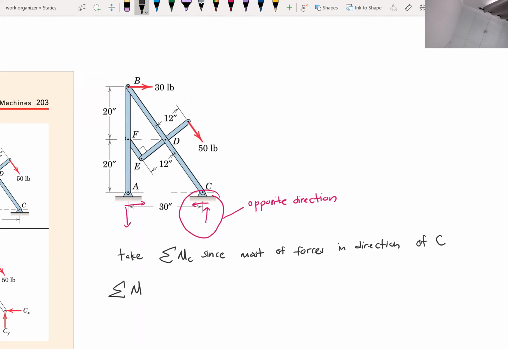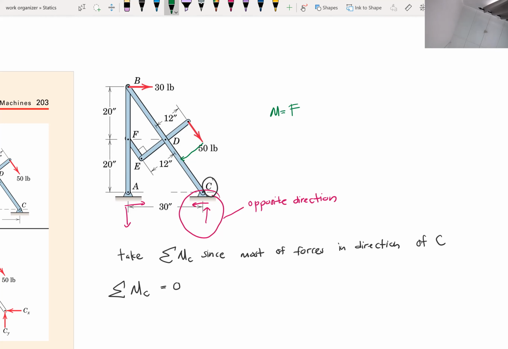So for equilibrium, summation of moment at C must be equal to 0. Now we will take moments at C. We have to identify the forces that are involved. We have the 50 lb force, and the distance will be like this, from the force towards C.